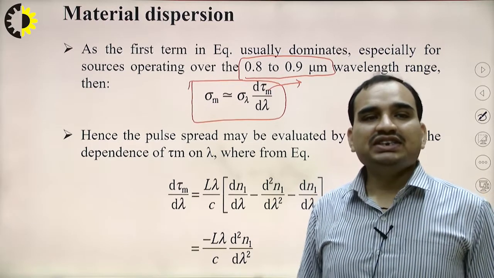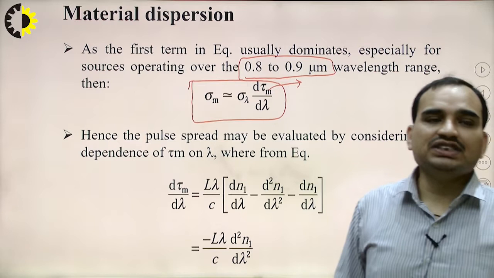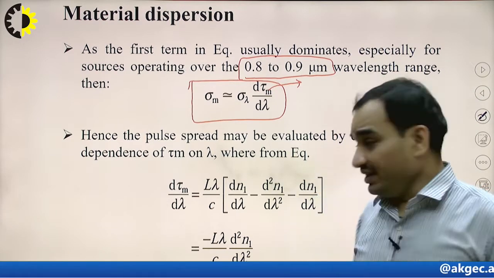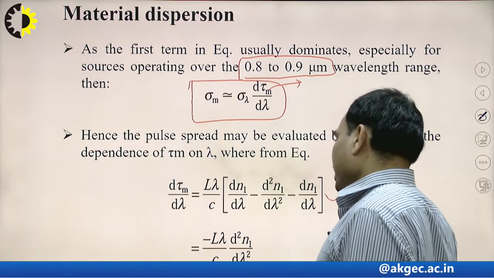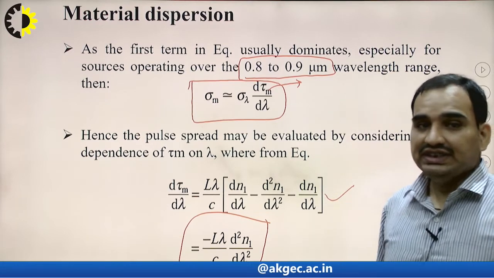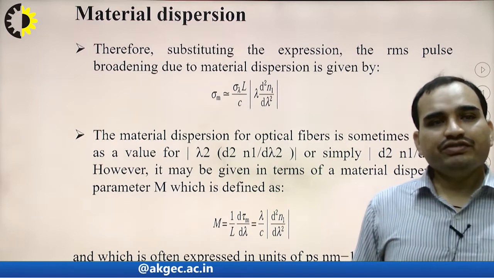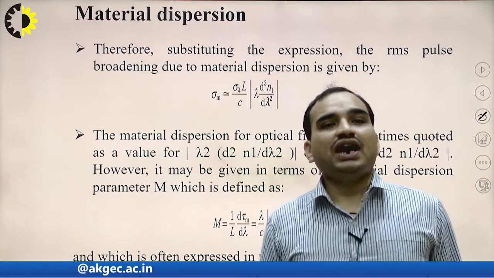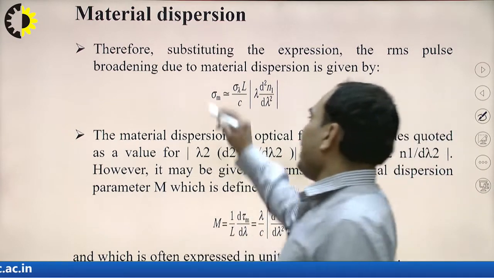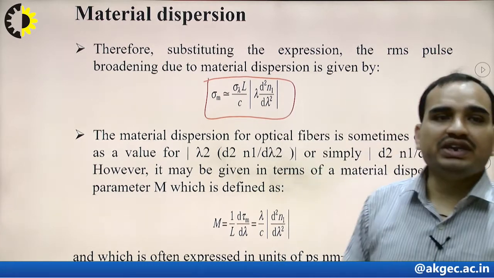Hence the pulse spread may be evaluated by considering the dependence of tau m on lambda. Differentiating with respect to lambda, we get lambda into L by c d2 n1 by d lambda square. Therefore, substituting the expression, the RMS pulse broadening due to the material dispersion is given by sigma m equals sigma lambda L by c times lambda d2 n1 by d lambda square.